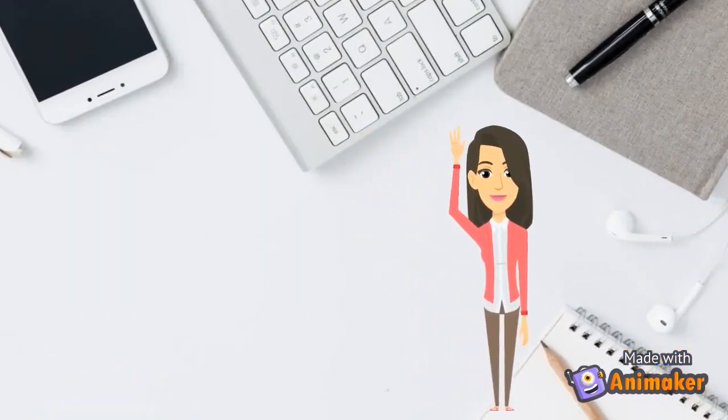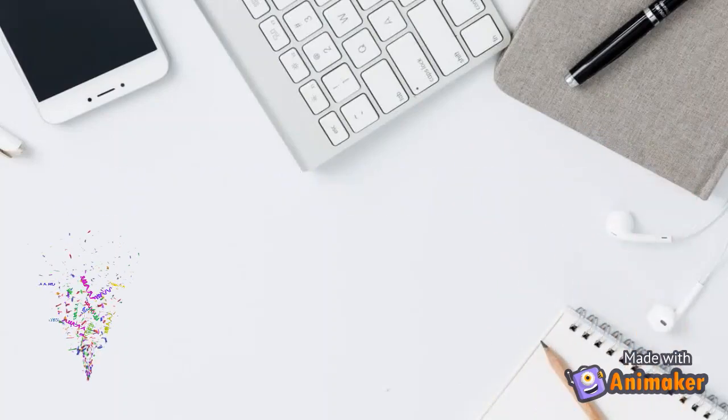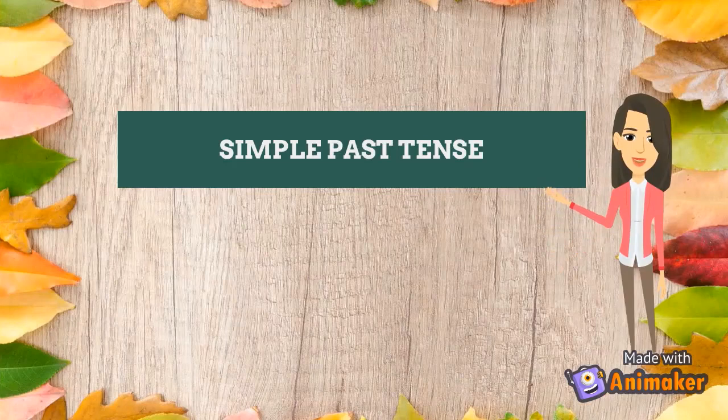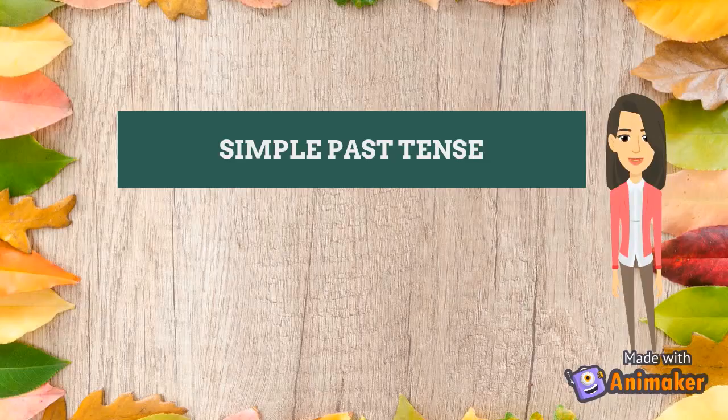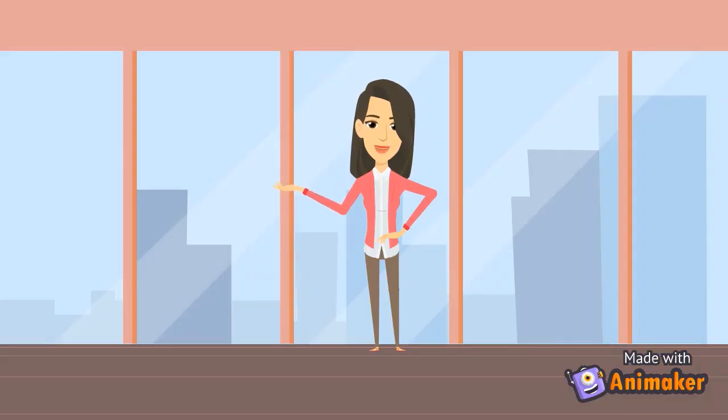In this class, you are going to learn simple past tense. Simple past tense is one of the most important tenses. Why? Because we use simple past tense in describing all kinds of things. You can use simple past tense to tell someone what you did yesterday, or to tell somebody what happened in the world 1,000 years ago. Well, simple past tense can be used to describe everything that happened before now.